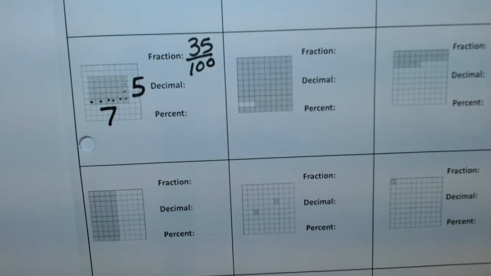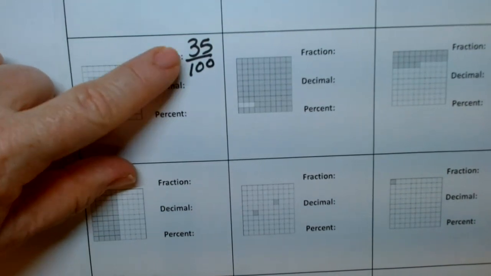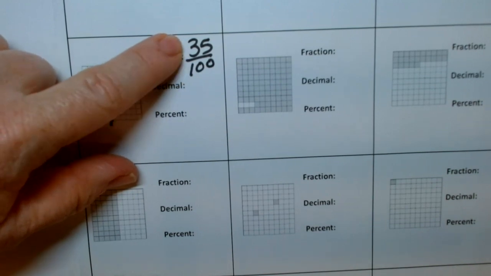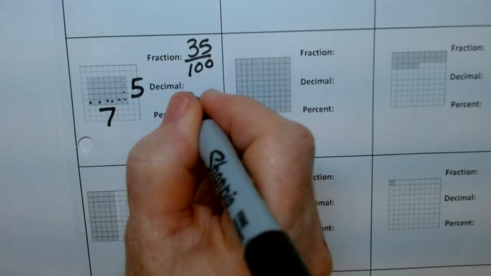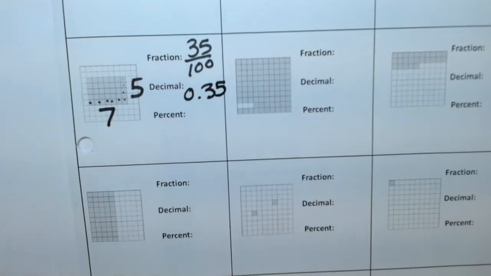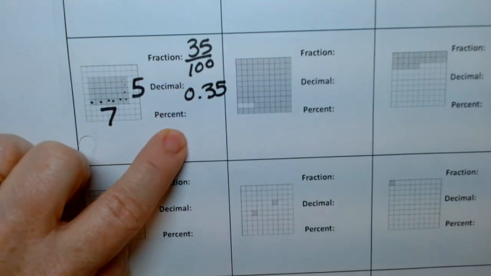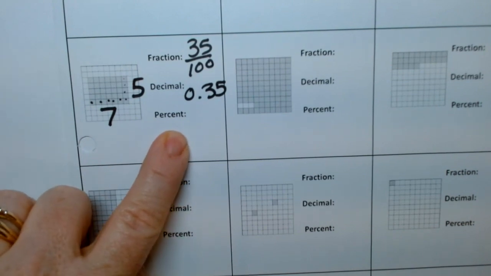Good. And can we write this as a decimal? Sure. Can you say this fraction out loud? Say it out loud. 35 hundredths. Okay, we learned how to do that before. All right, what's the percent? What do you think? Any ideas? What's the percent?